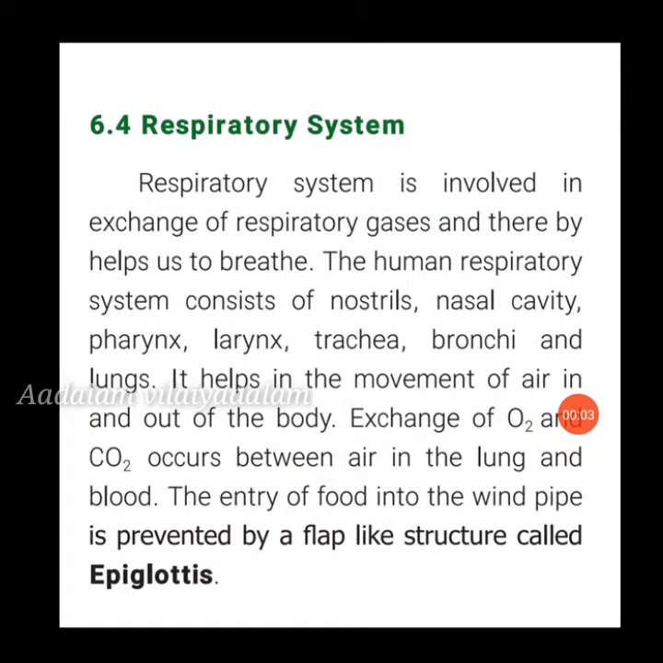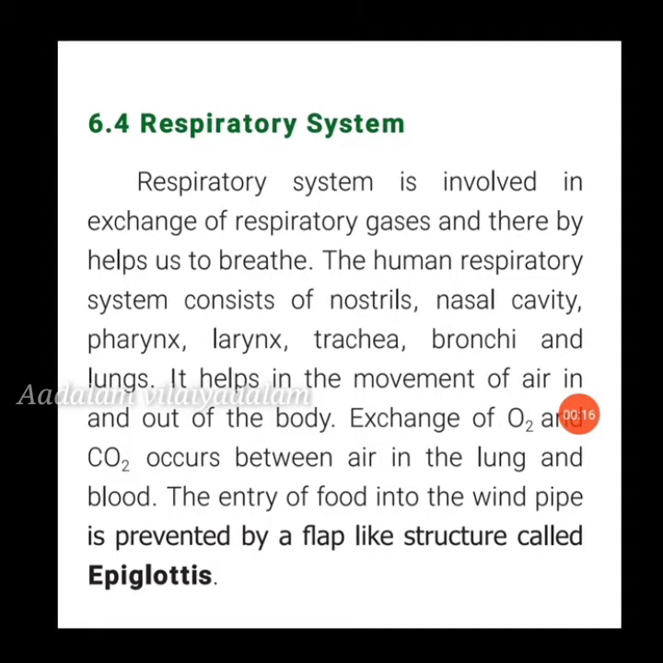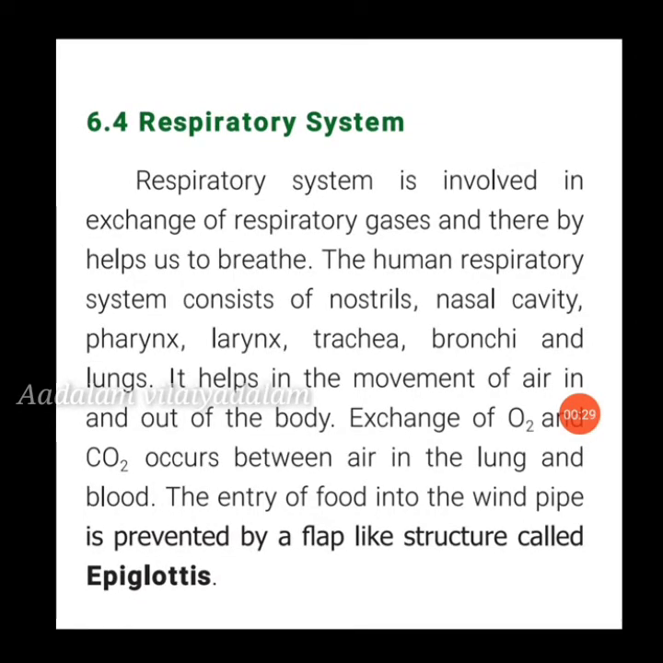The respiratory system is involved in exchange of respiratory gases and thereby helps us to breathe. The human respiratory system consists of nostrils, nasal cavity, pharynx, larynx, trachea, bronchi and lungs. It helps in the movement of air in and out of the body. Exchange of oxygen and carbon dioxide occurs between the air in the lungs and blood.